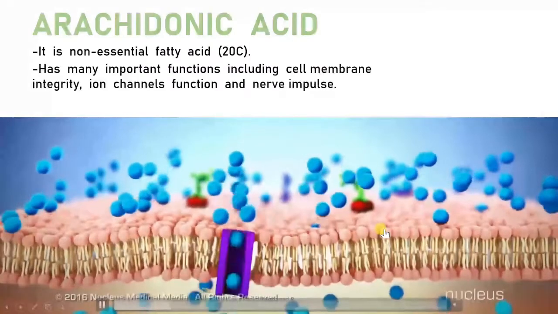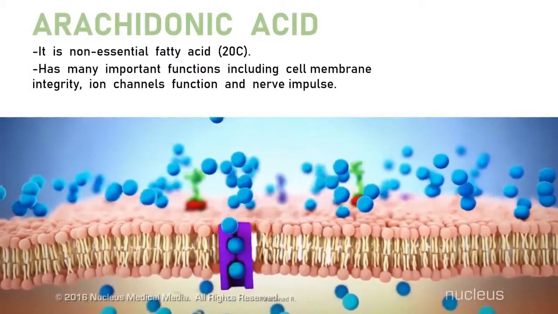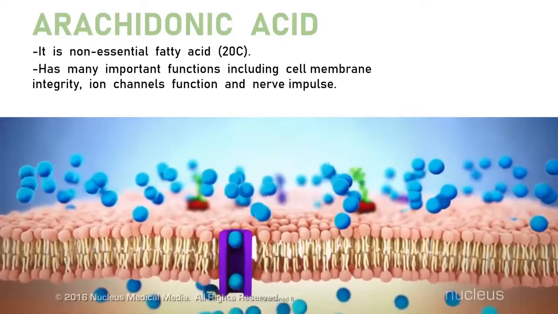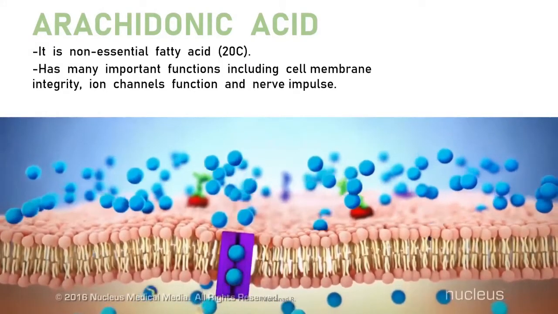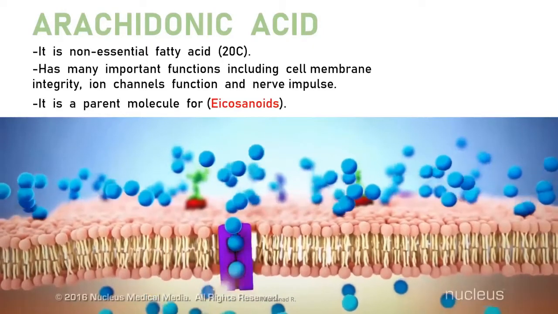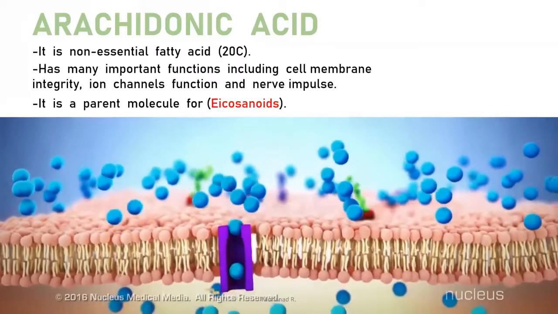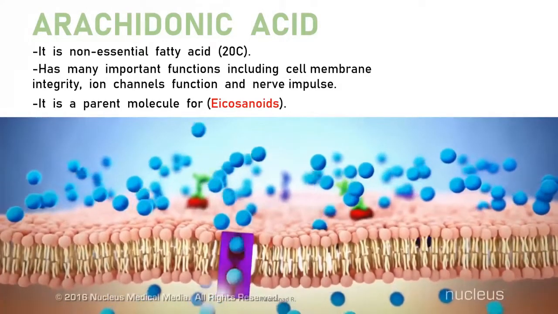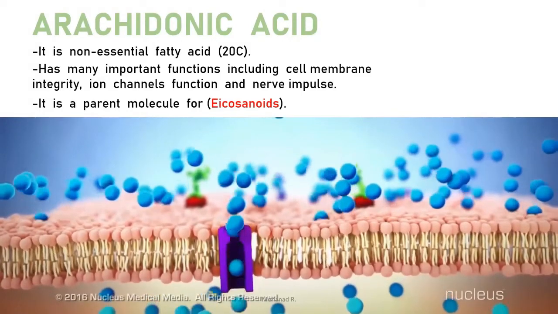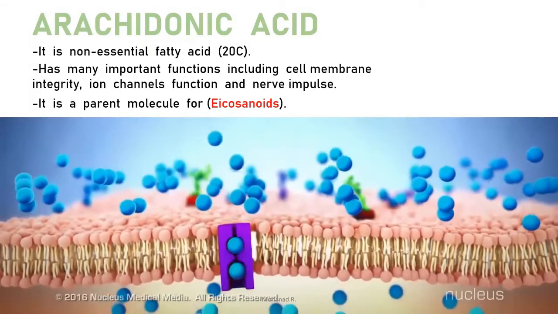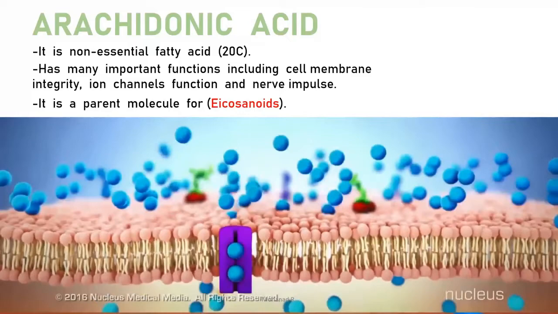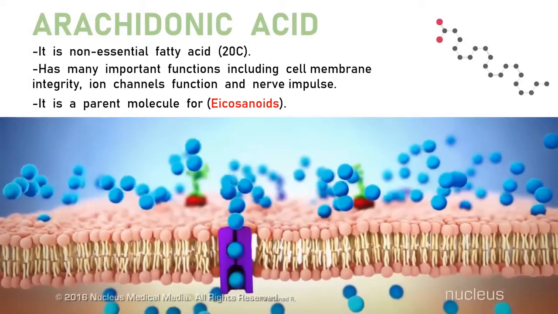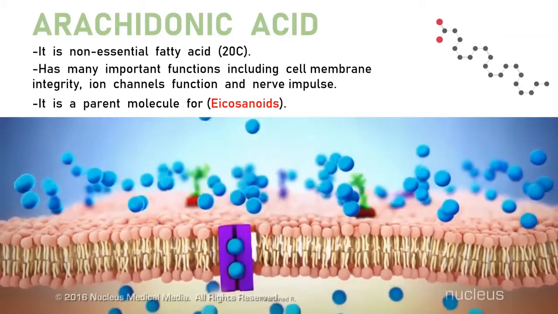So, it has many important functions, including cell membrane integrity, ion channel function, and nerve impulse. My concern today is its function as a chemical mediator and as a parent molecule for a family of mediators called eicosanoids that have a major role in inflammation, thus they are called local hormones. Eicosanoids, their name defines their structure, because eikosa is a Greek word for 20, the same number of carbon atoms in their structure, and noid is a suffix used for fatty acid.